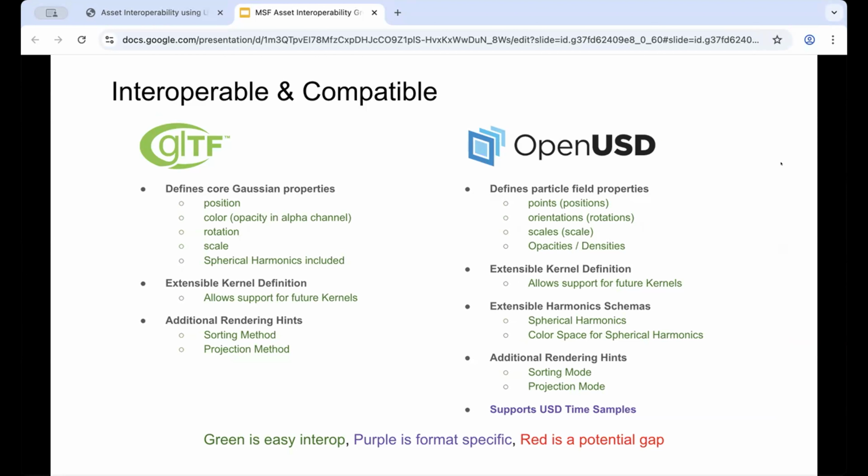This chart shows the different core properties. We've got different kernel definitions and rendering hints and such, and we want to keep the interop between these two relatively easy where we can. For sorting methods and projection methods, we want to try to keep them uniform. There are some things though, because as with all USD and glTF interop, we realize that perfect interop is impossible and probably the enemy of good. So we are looking for good interop, not perfect interop. Some things like USD time samples just aren't in scope today. Next slide.